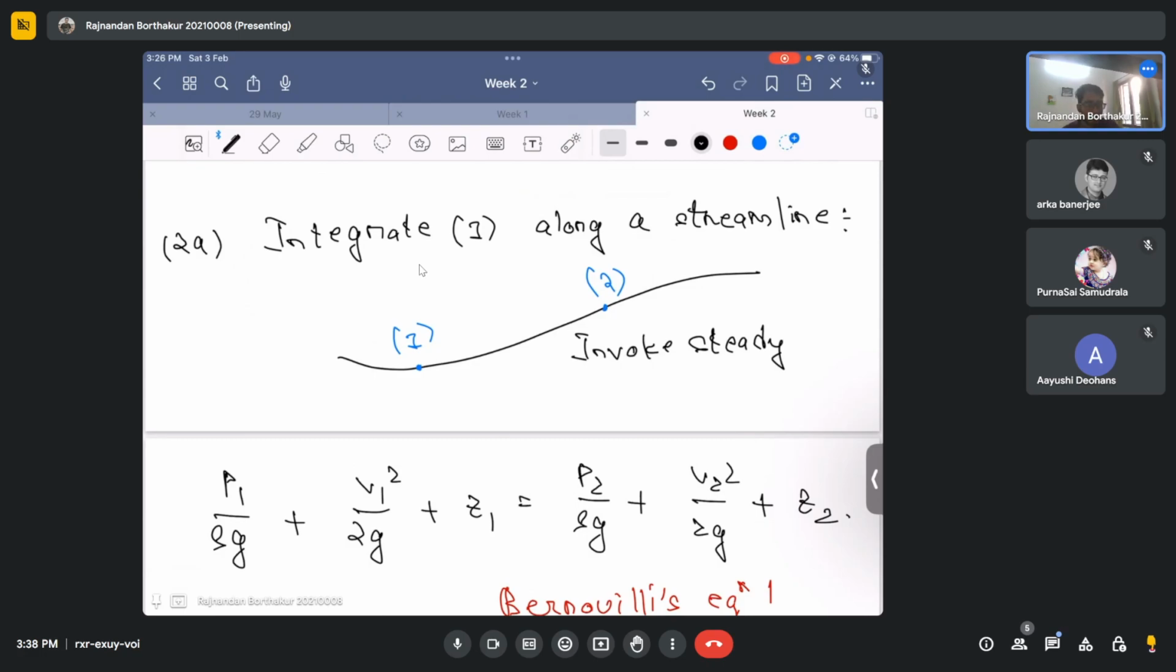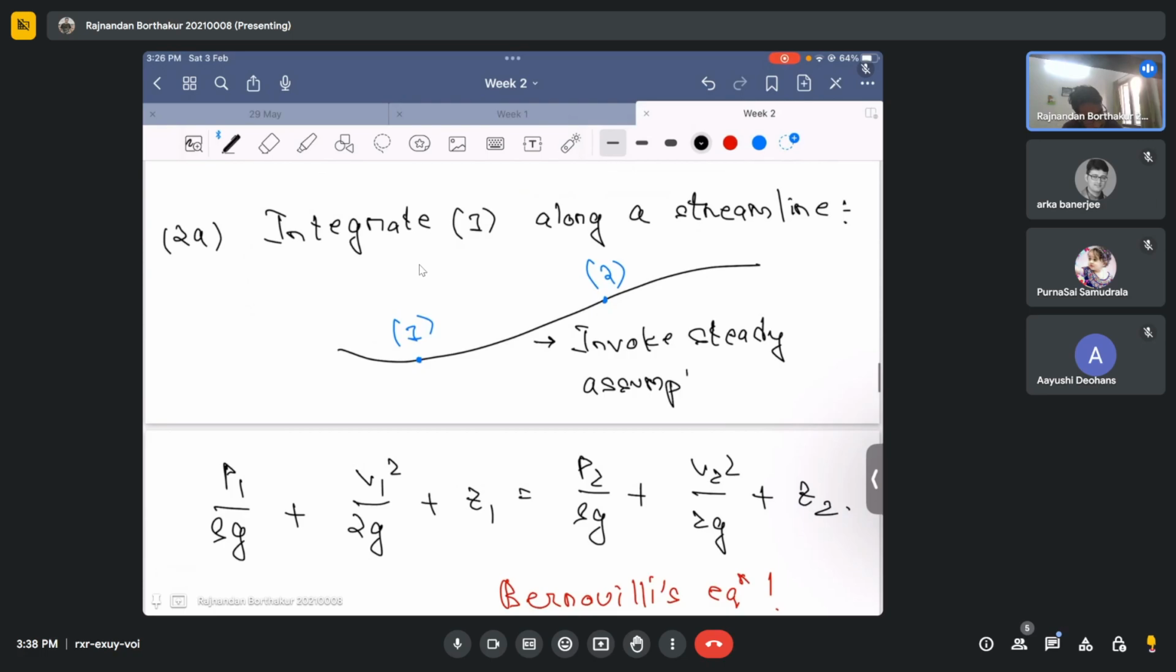Although there is also a special case of the Bernoulli's equation which is known as the unsteady Bernoulli's equation, that is not the scope of this course. So if we are to use the Bernoulli's equation, if required, we will always use the steady form. So in the Euler's equation, if you want to get the steady form of the Bernoulli's equation, you need to invoke the steady state assumption.